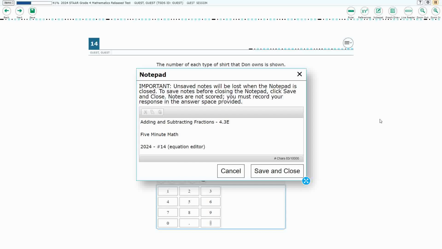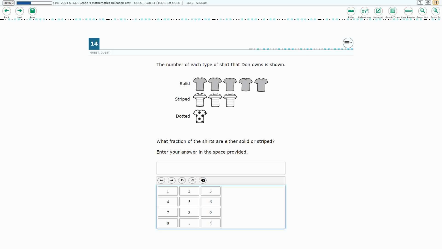Today we are looking at the fourth grade concept of adding and subtracting fractions. This is standard 4.3E in the great state of Texas, and we are using item number 14 of the 2024 released STAAR test. This is a new item type called Equation Editor, and if you haven't done so already, please go ahead and take a moment to pause the video, work this problem out on your own, unpause it, and we will look at our answers together.